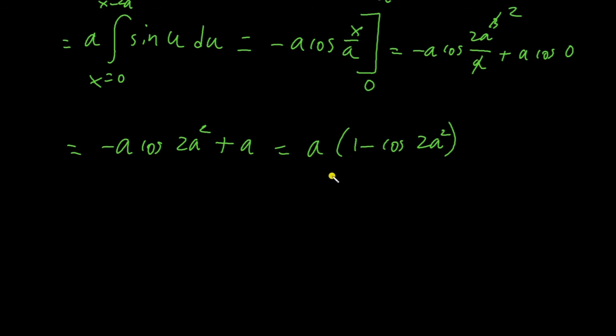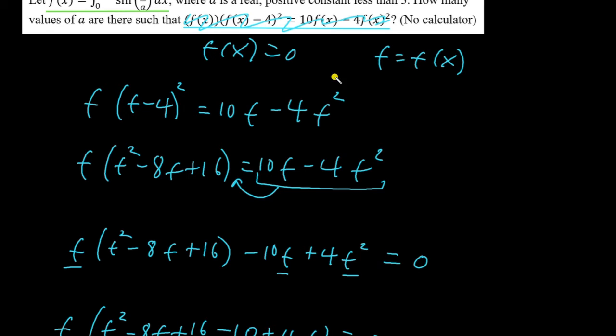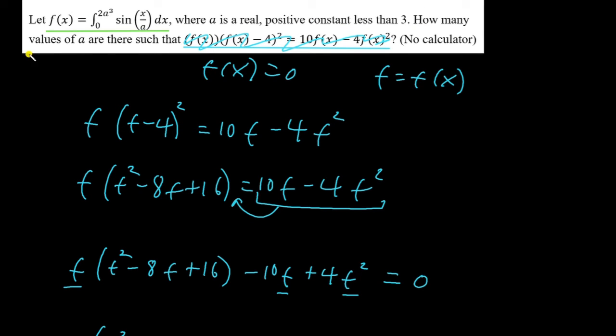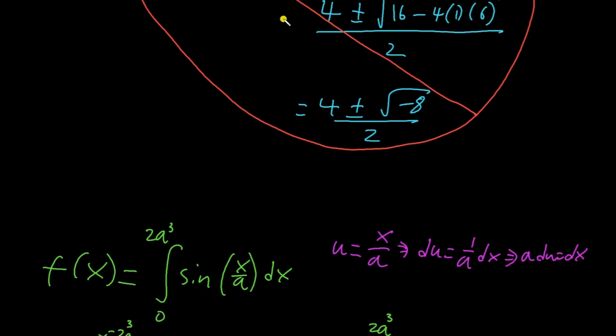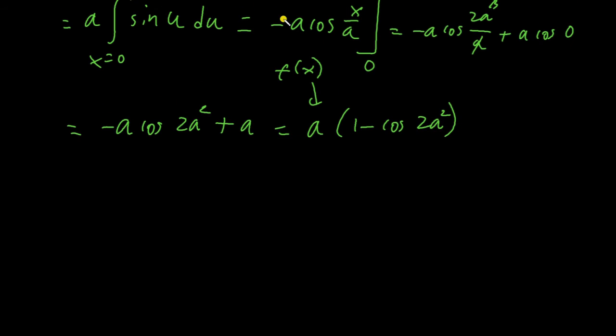And now remember, this is f of x. F of x is a definite integral, so we got this constant value here. We want f of x to be equal to 0, right? How many values of a are there so that f of x is equal to 0? So what we'll do now is take our equation for f of x and set it equal to 0. So a times 1 minus cosine of 2a squared equals 0.